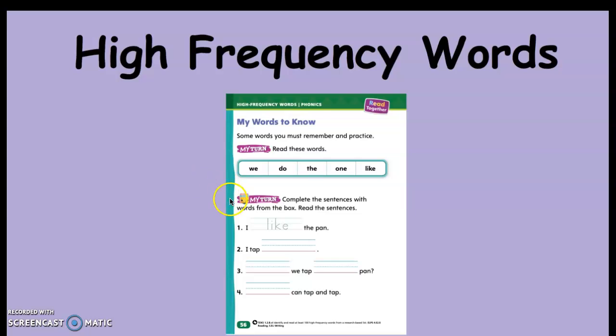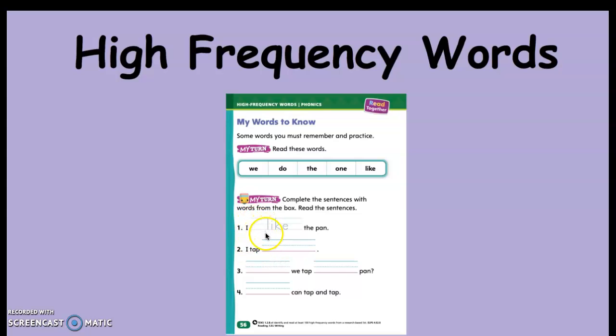But let's just kind of try to do some together. The first one is already there for you. You just have to trace it. So what's this word? Like the pan. Very good. I like the pan. That is the sentence with the word like.